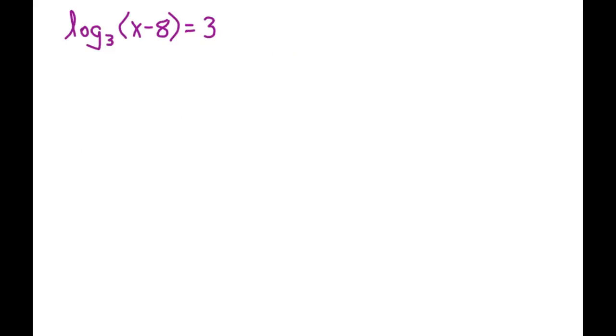Now we're going to use the idea of rewriting in the other form to solve a few problems. So we have log base 3 of the quantity x minus 8 equal to 3.